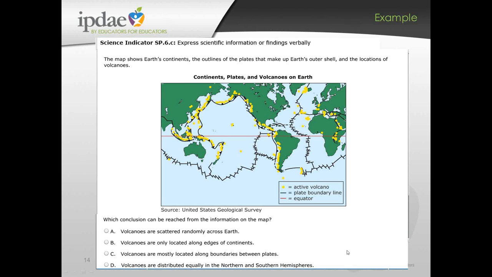And for those of you who are wondering, this again came off of the item sampler. And if you're questioning what the correct answer is, it's C.